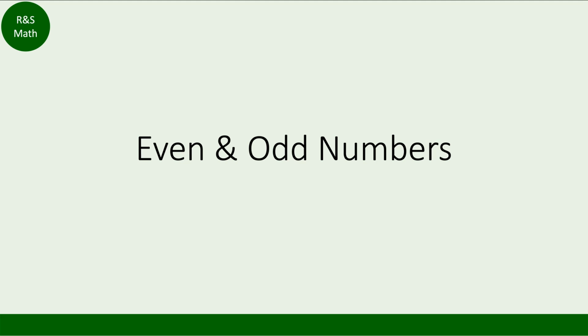Well, if you had that many objects and you could share them evenly or equally between two people, then the number of objects you have is called an even number. Whole numbers that are not even numbers are called odd numbers.